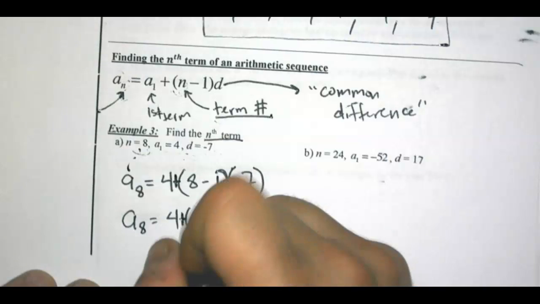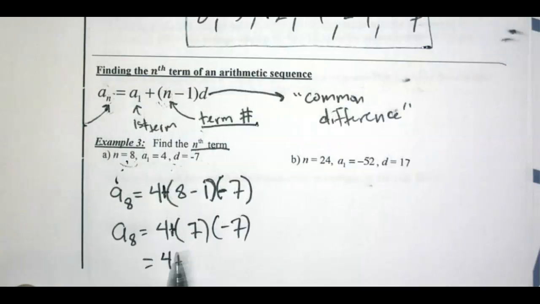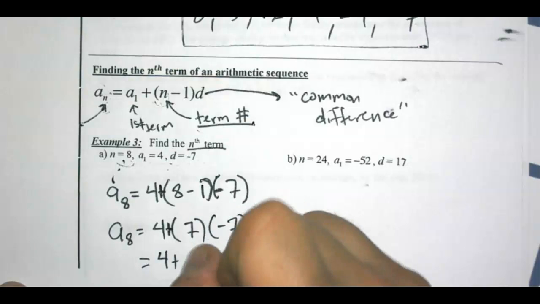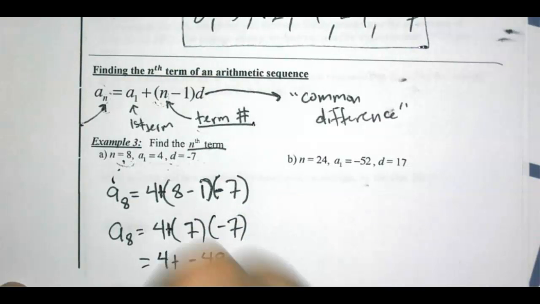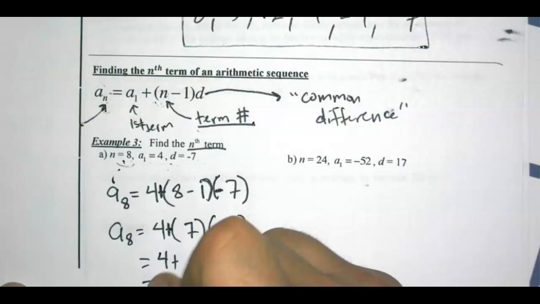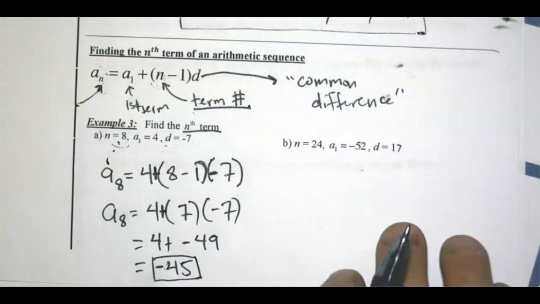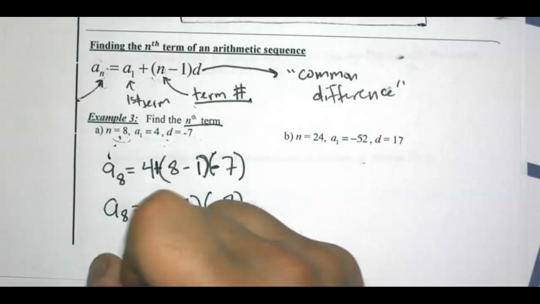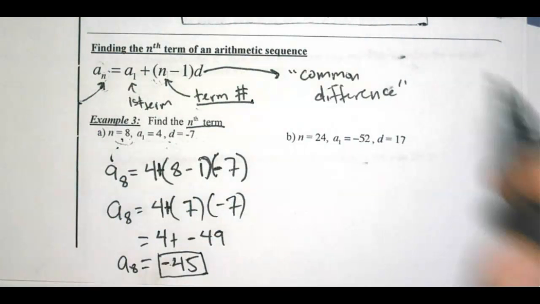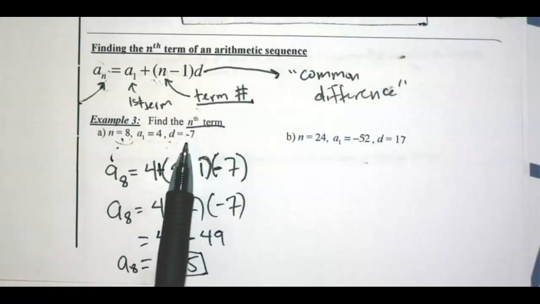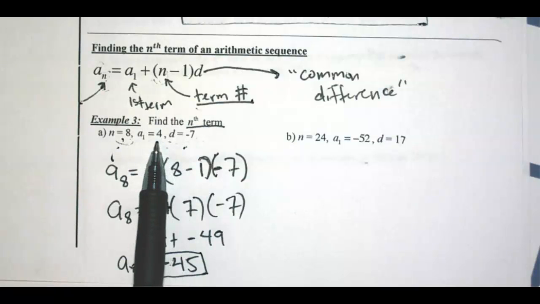So it's 4 plus, right? I already subtracted. 7 times negative 7 is negative 49. And 4 plus negative 49, aka negative 49 plus 4. 4 is positive, 49 is negative. That is subtraction, so it's 45, but it stays negative because negative 49 has a greater absolute value. So this is your 8th term. Your 8th term in this sequence would be negative 45, if you started out with 4 and subtracted 7 eight times.